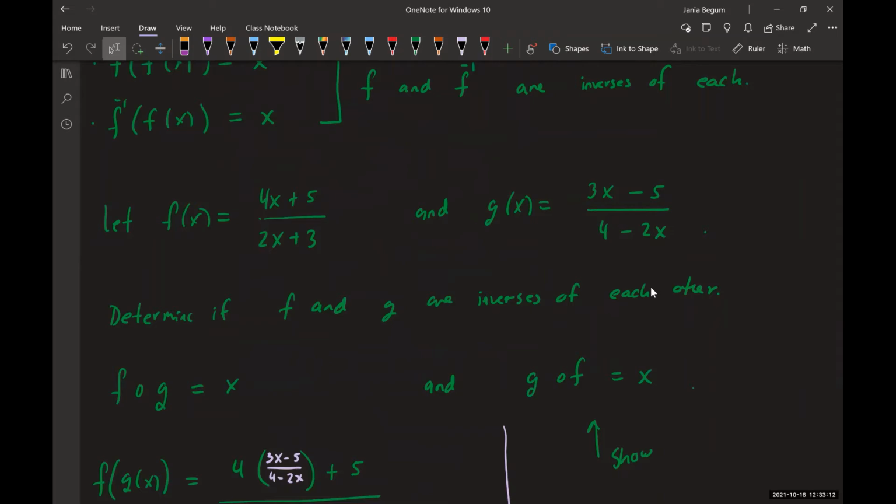Another way to do it would be to actually find the inverse formula for one of these. Yes, exactly. So I would find the inverse of one of them and see if that matches the other one. Yeah, that will be another way to do it. Unless the question says use the inverse function property, then you have to do it this way. But if it just says, are these functions inverses of each other, then you have two options: either the inverse function property, or compute the inverse formula for one of them and show it is equal to the other one.